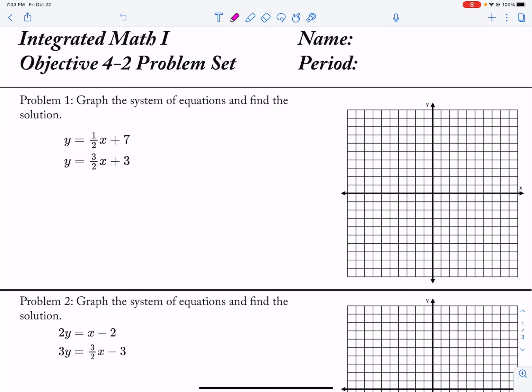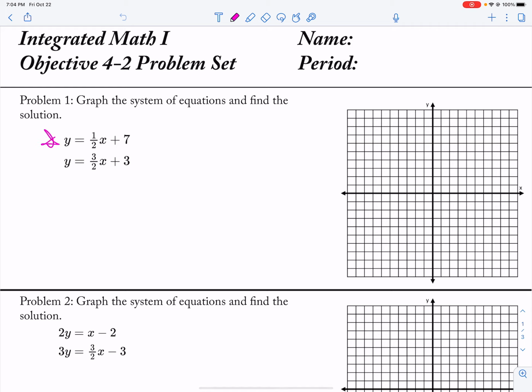Okay, so 4-2 is graphing to find a solution. When you graph to find a solution, you're finding either no solution if they're parallel lines, one solution if they intersect at all, and they will only intersect at one point, not 2 points, just 1 point. Or it will be infinitely many solutions because the two equations themselves are the same exact line. Okay, so that's what we did in class.